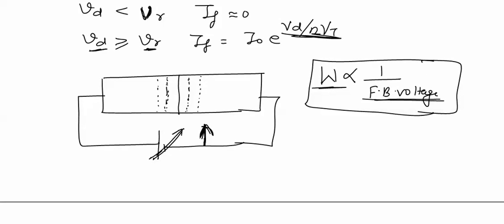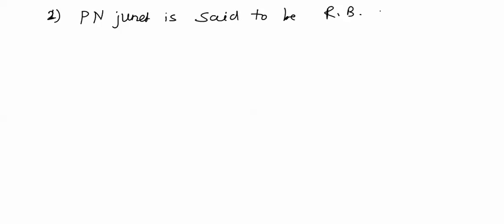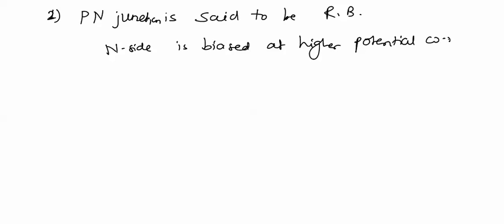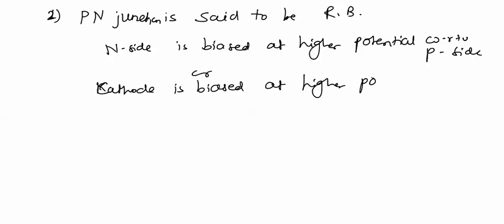Now we will study a PN junction biased in the reverse direction. A PN junction is said to be reverse biased only if the N side is biased at higher potential with respect to the P side, or the cathode K is biased at higher potential with respect to the anode. Then only we can say that a PN junction is reverse biased.